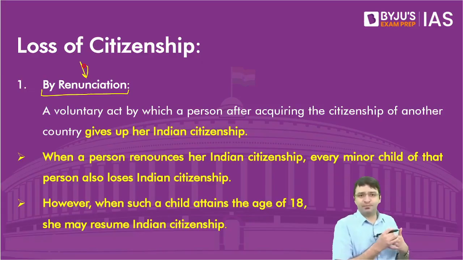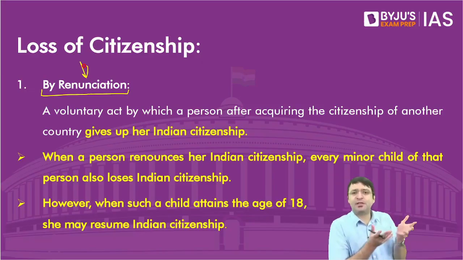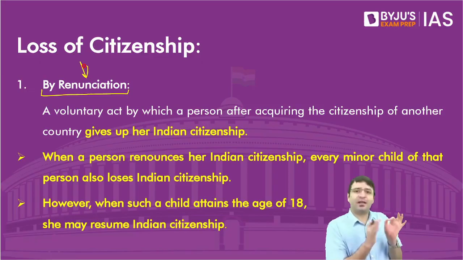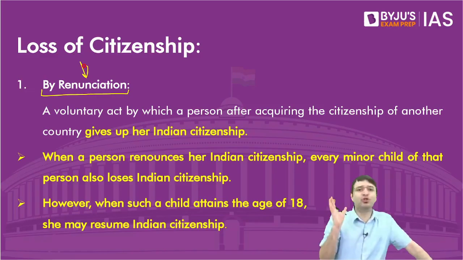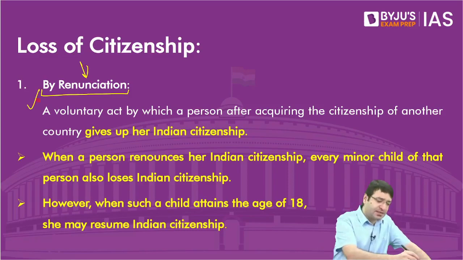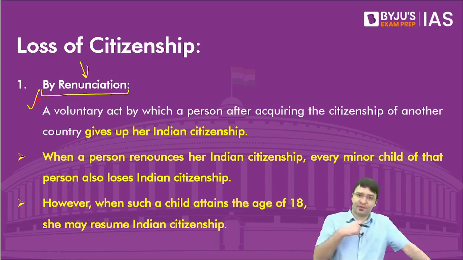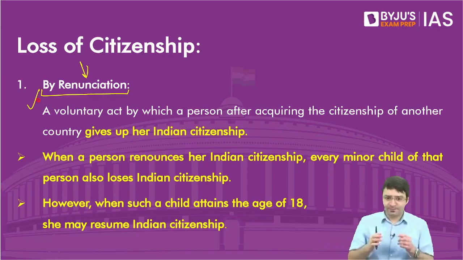For example, Akshay Kumar is not a citizen of India. He is a citizen of Canada because he has voluntarily given up his Indian citizenship. Clear? So one way by which you can lose your citizenship is by renunciation, the voluntary act of giving up your Indian citizenship. Now listen to me carefully.